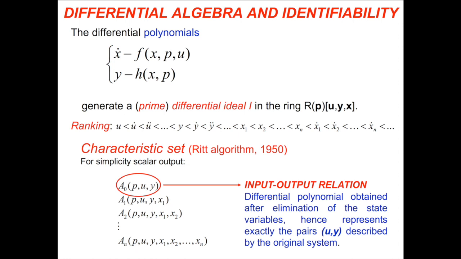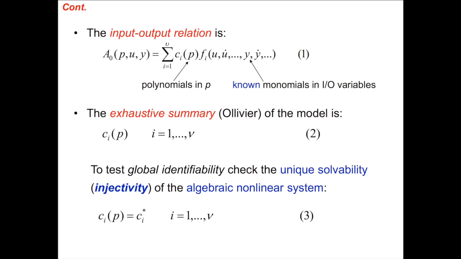So traditionally, the identifiability analysis from input-output data works only on this part of the characteristic set. I reported here the input-output relation. After a suitable normalization, we have the monic input-output relation. Now, since from the experiment the input-output relation with y and u is known for all the time points, and the ci are linear coefficients, in principle we can know all these linear coefficients that I will call, for example, ci star.